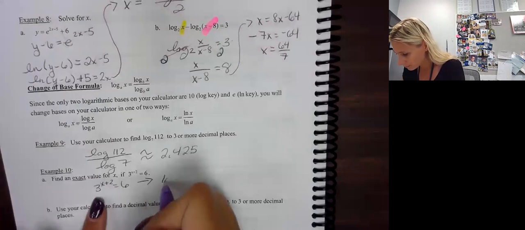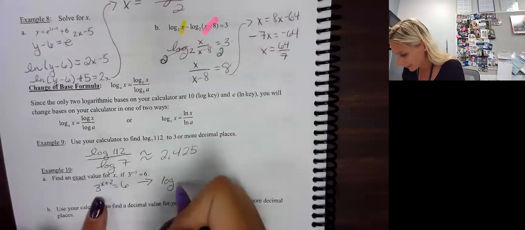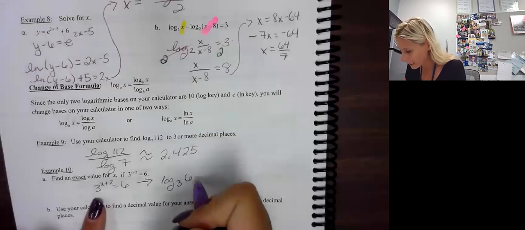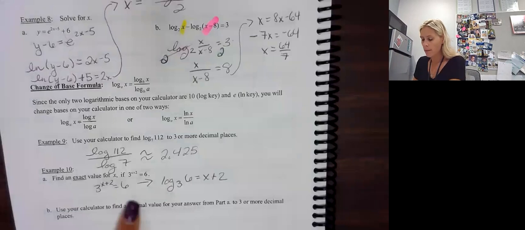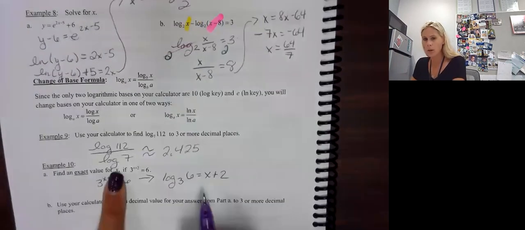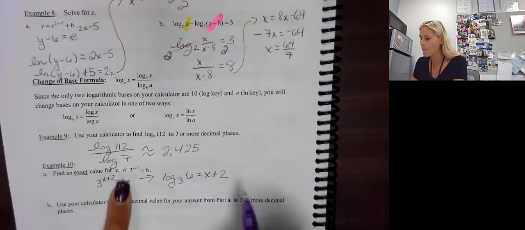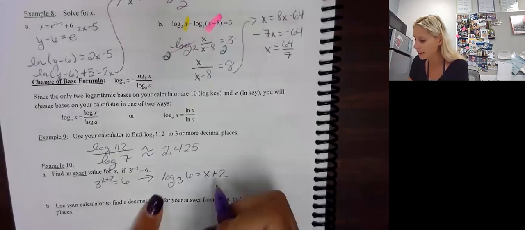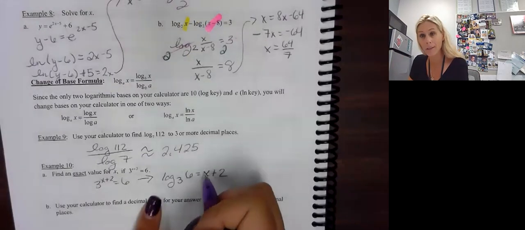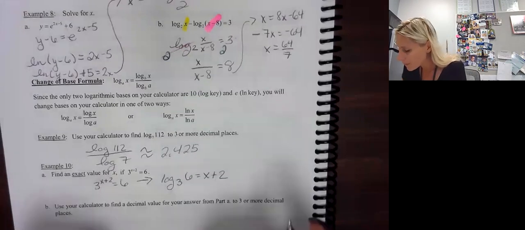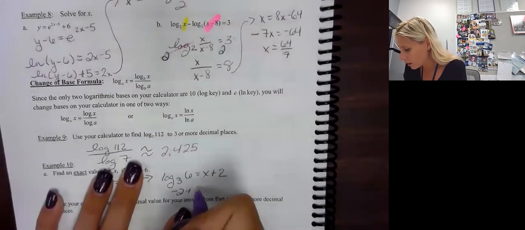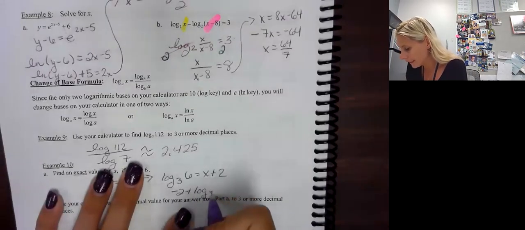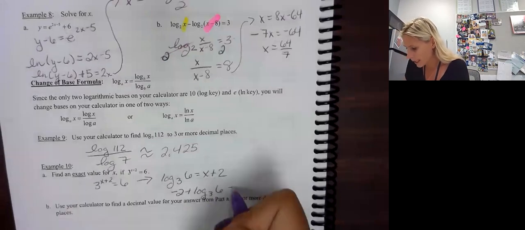Okay, so what we do is we say log base 3, and remember of 6 equals x plus 2. Remember, our job is to get x by itself, so all we have to do is subtract 2 from both sides. Now in this case, instead of putting subtracting 2 at the end of it, because that looks a little tricky there, I'm going to put the negative 2 in front. So negative 2 plus log base 3 of 6, and that equals x.